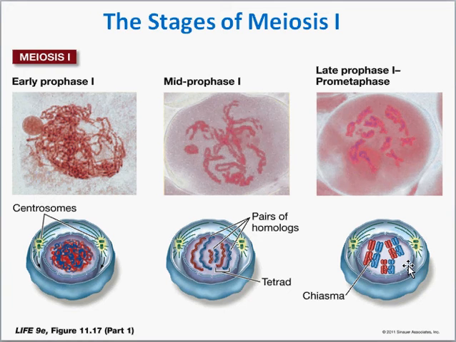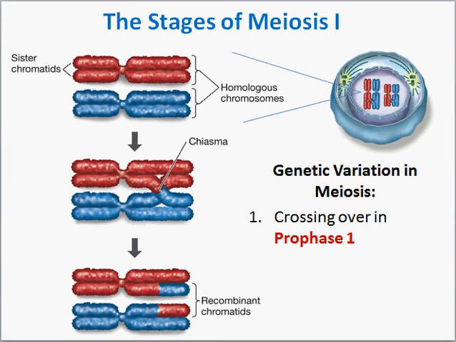And then in prophase I, the other thing that happens here is that homologous pairs of chromosomes line up with each other. So if you look at this diagram here, here are 2 homologous pairs. This would be like chromosome 1 and chromosome 1 lining up, chromosome 2 and chromosome 2, chromosome 3 and 3. Those are homologous pairs.